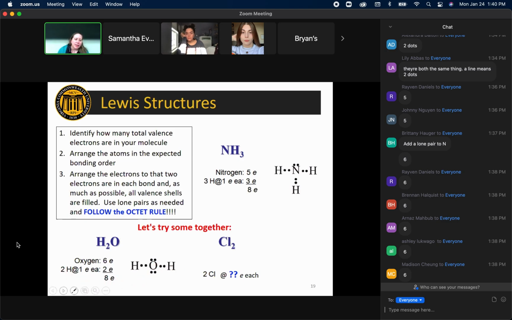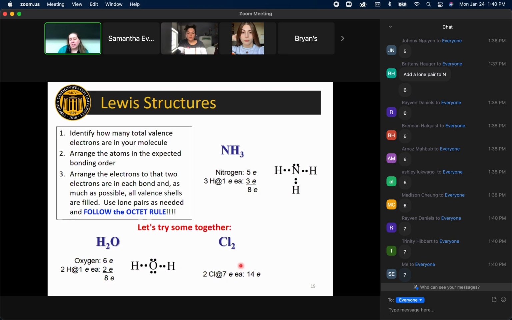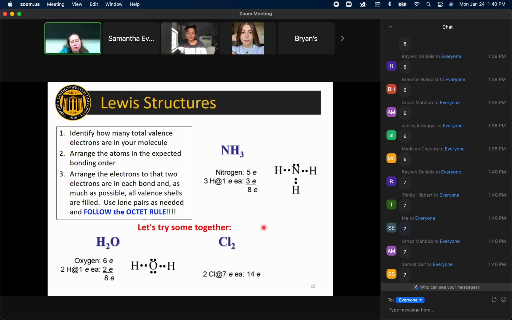What about for chlorine? How many valence electrons does each chlorine atom bring? 7. Awesome. Great. So each chlorine atom is going to bring 7 electrons to the table. That's 14 total. How many electrons are going to be used in a bond? 1 from each. 2, 1 pair, right? So we have 2 atoms, so there's only one way to put these atoms into a bonding order. We're going to put them right next to each other. We'll put 2 electrons into the bond between the 2 chlorine atoms.